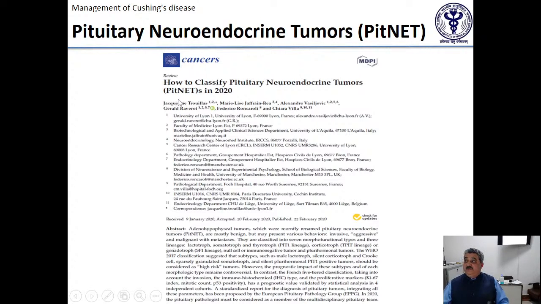And in the next classification, probably people are trying to classify it just like the carcinoid, atypical carcinoid, and the neuroendocrine carcinoma into different grades.